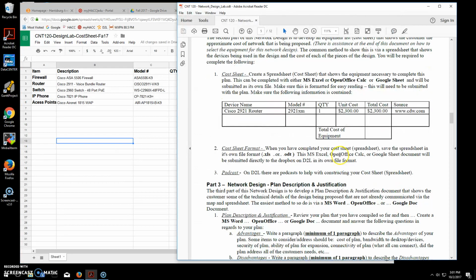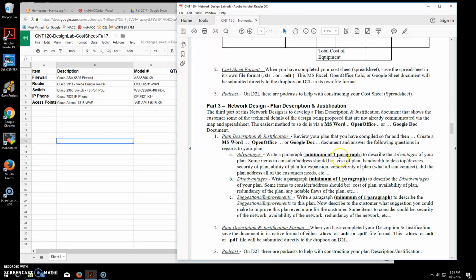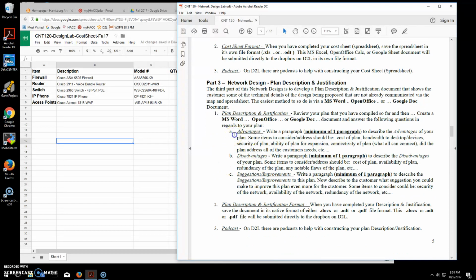So the last part of our plan is to answer some simple questions on the good and the bad of your plan and what you would do different in the future if you could.